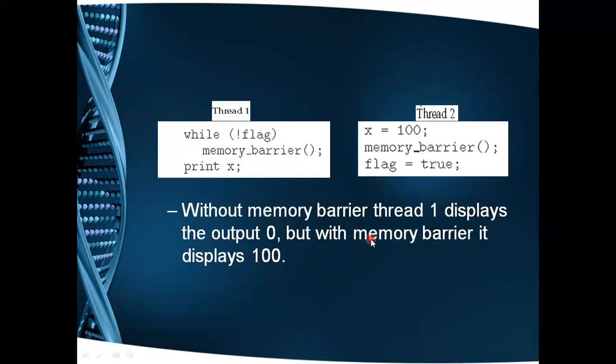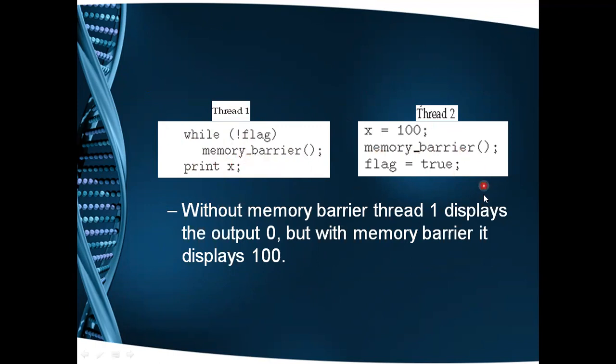Here, a simple example is given: two threads, thread one and thread two. On both sides, we are using a memory barrier. It will complete all load and store instructions. So here, see the output. This is thread one, where we are printing the output as the value of x.